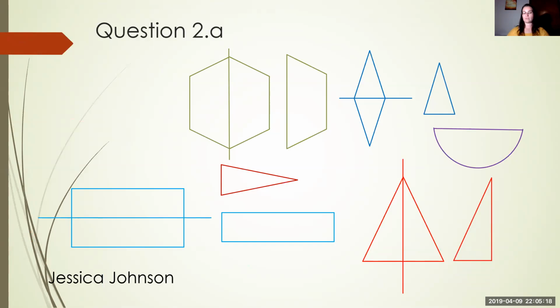The semicircle has one line of symmetry vertically. The last isosceles triangle has a line of symmetry horizontally. And when you fold the shape over the line of symmetry, it looks like this.